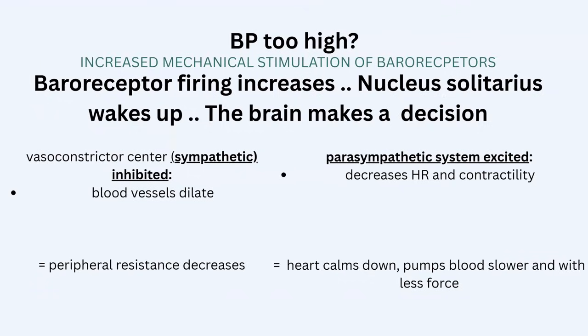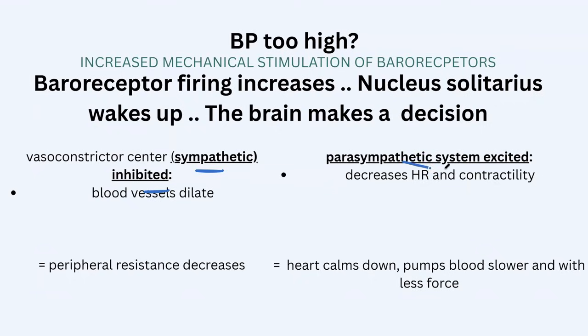And then it wakes up a secondary mechanism, and that secondary mechanism is going to make a decision. Okay, so it looks at everything. It's like, okay, the baroreceptor firing is increased, the blood pressure is high. What can I do to make it low again? The goal over here is to decrease the blood pressure. So what it's going to do is inhibit the sympathetics. It's going to inhibit the vasoconstrictor center. That means your blood vessels will dilate. So if your blood pressure is increased, your vessels are going to dilate so that all of that blood can go and everything can calm down.